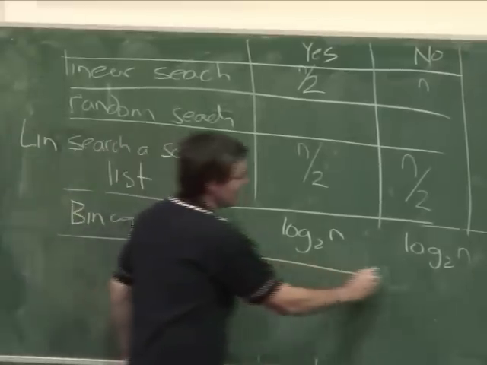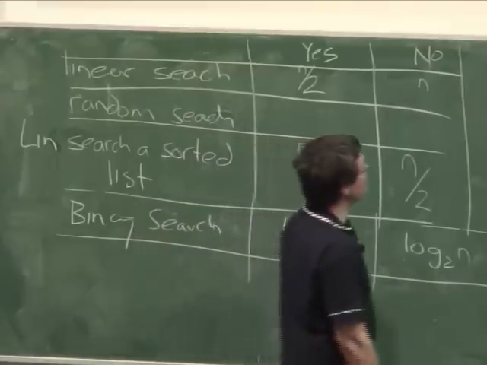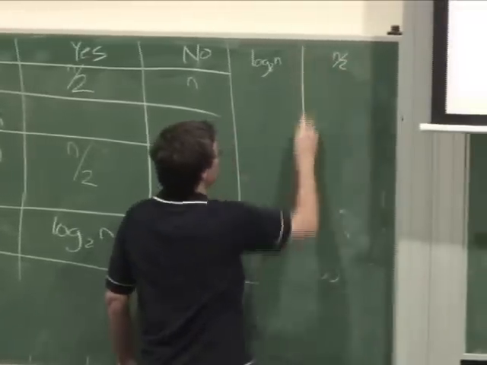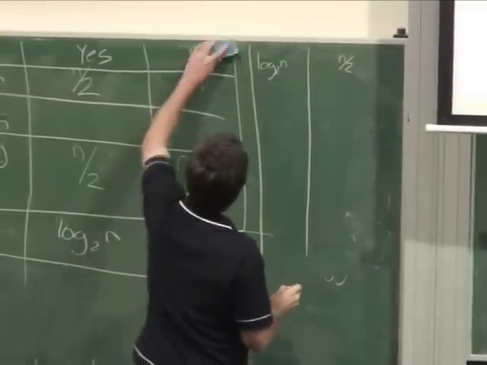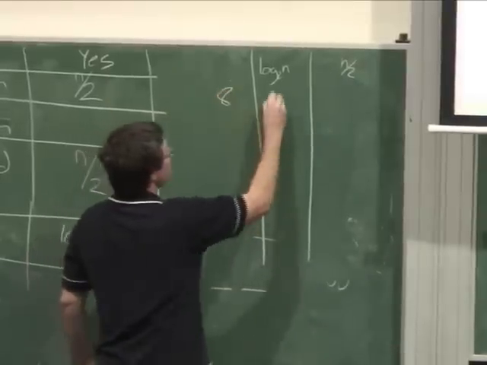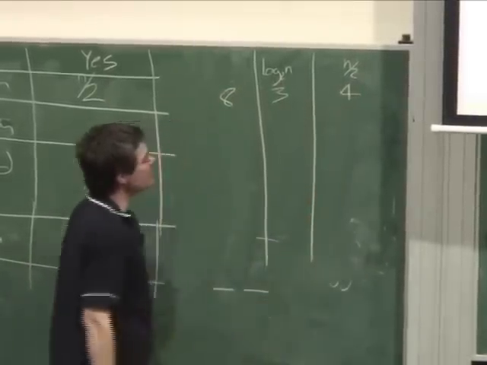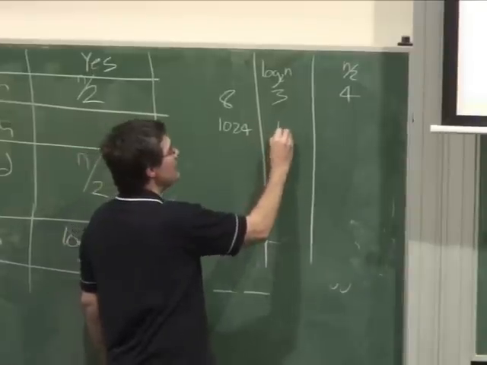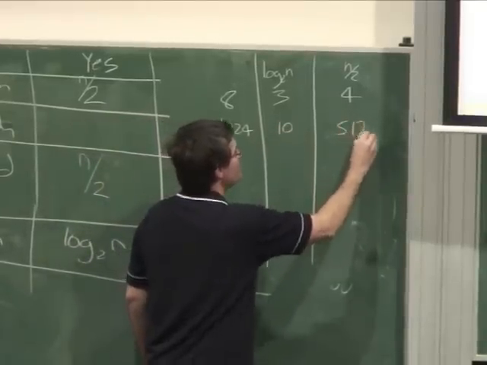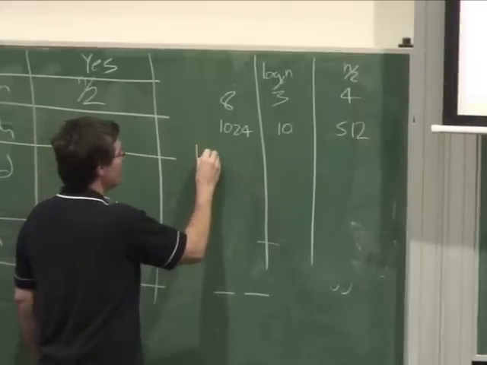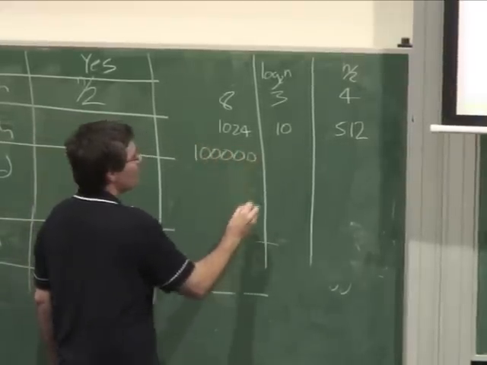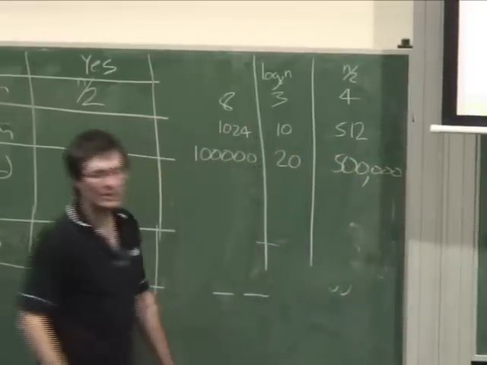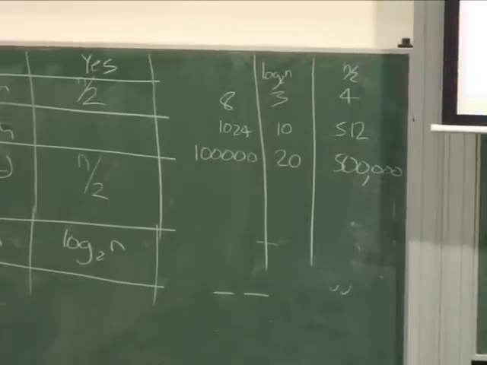So binary search is log to the base 2. Let's just look at some examples of log to the base 2 so you can see the difference between log to the base 2 of n and n on 2. Let's pick some n's. If n is 8, log to the base 2 is 3, n on 2 is 4. Okay, so it's a slight saving of work. If n is 1024, I have to do 10 bits of work versus 512 bits of work. If n is 1,000,000, well, I have to do 20 bits of work versus 500,000 bits of work. So you can see the binary search is really cool. Does that make sense?